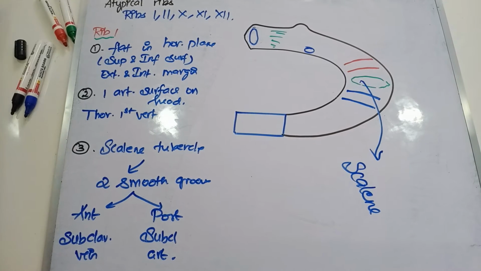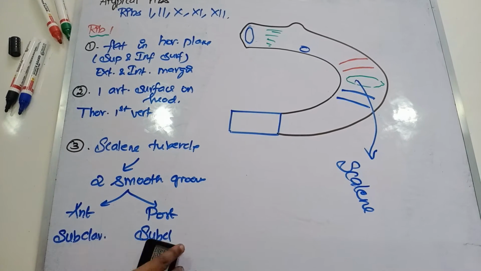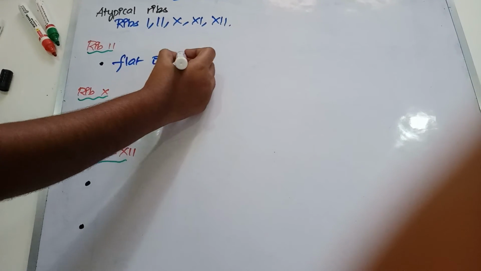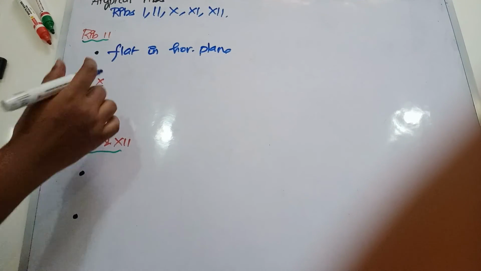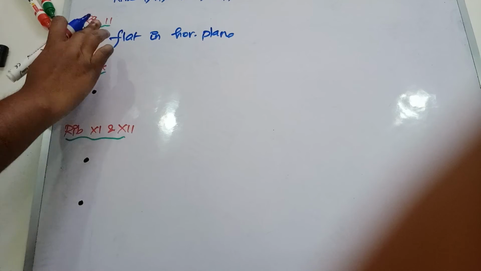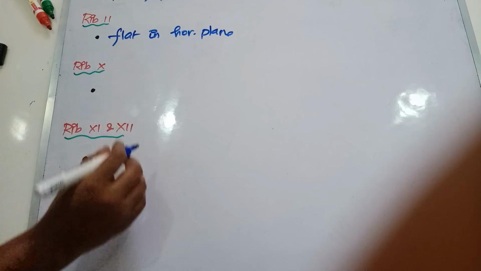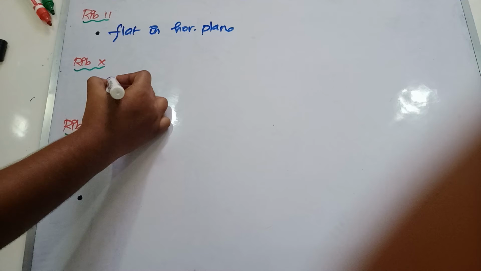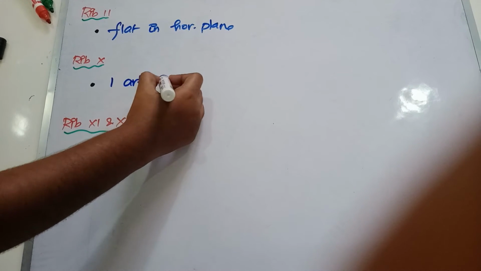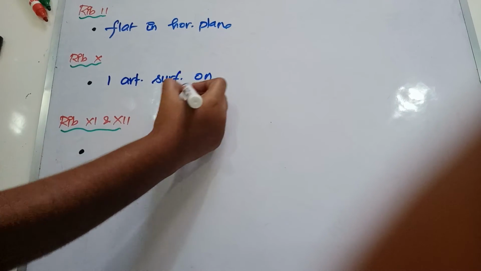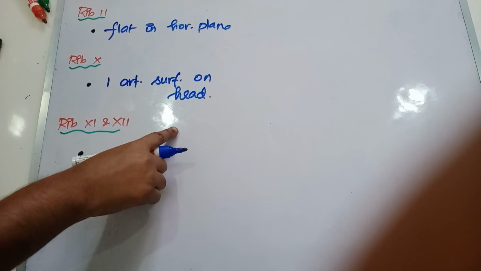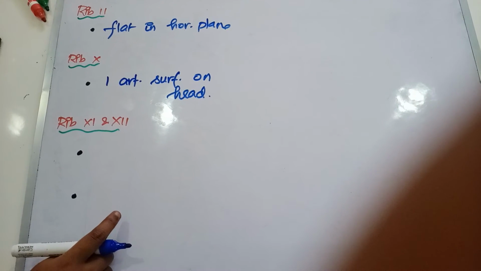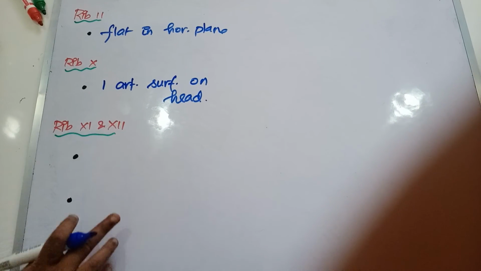We'll move on to the second rib. Rib 2 is also flat in the horizontal plane, like the first rib. All the rest of the features of a typical rib are present in the second rib; it only lacks this feature. Now the 10th rib. The 10th rib has only one articular surface on the head, such that it articulates with only the 10th thoracic vertebra, not with the 9th thoracic vertebra. The rest of the features are present as in a typical rib.